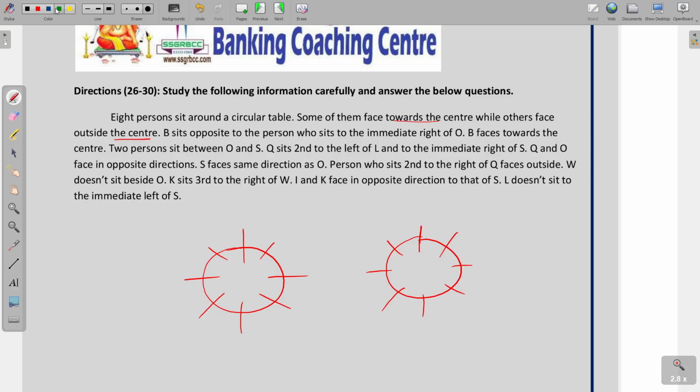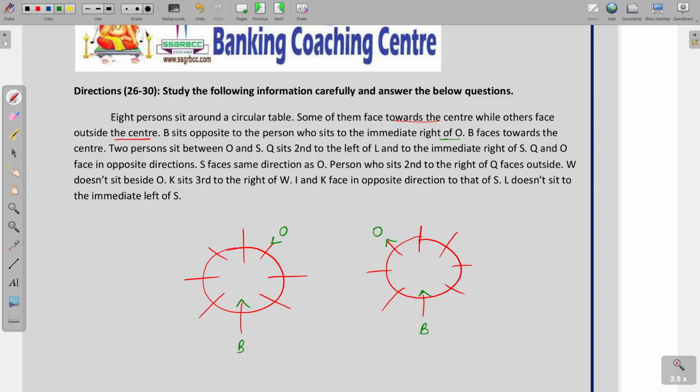So, see first one, B sits opposite to the person who sits immediate right of O. Suppose if I place B here, and B sits opposite to the person who sits immediate right of O. Suppose if I place O here, O is facing center and this person is to the immediate right of O. Suppose if I place B here, if I place O here, O is facing outside, this person to the immediate right of O. B faces towards the center. So, B is towards the center.